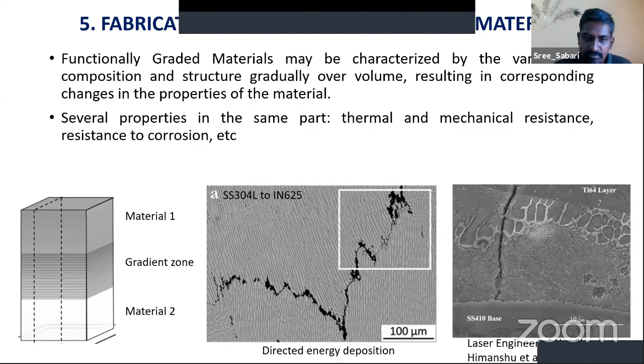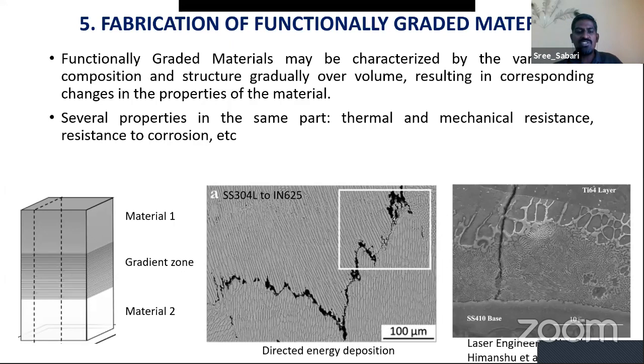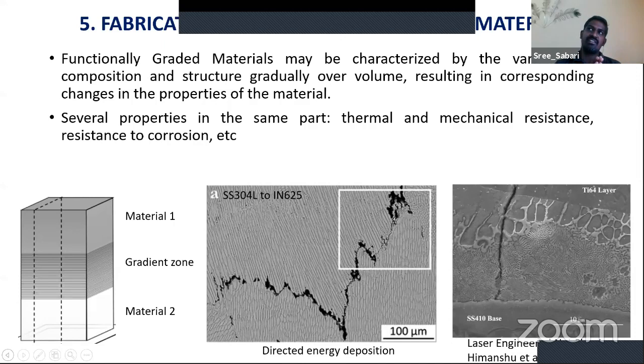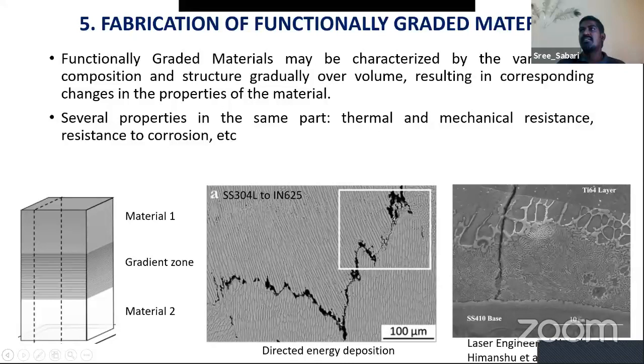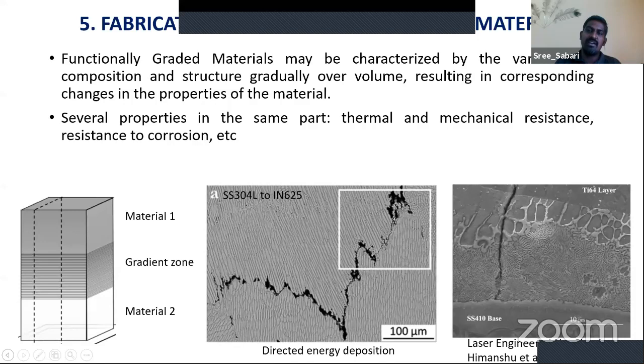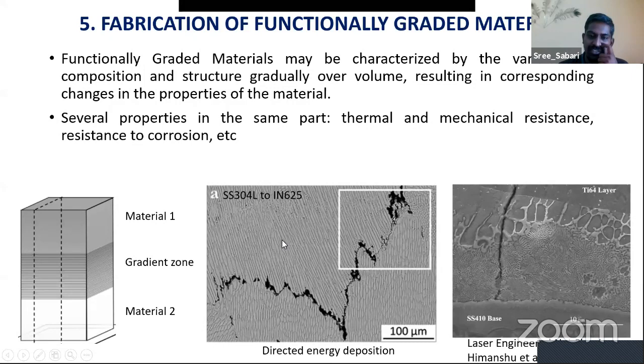Okay, so what are the challenges in this? If you are using material one as aluminium and material two as steel, you have different crystal structures, atomic arrangements, hardness, latent heat, and everything. So you are going to join two materials which are totally incompatible. So it is very difficult for a fusion-based additive manufacturing process. In the second figure, you can see material one is 304 stainless steel and the other material is Inconel 625. You can see that there is a continuous crack between these two materials. So it is very difficult.